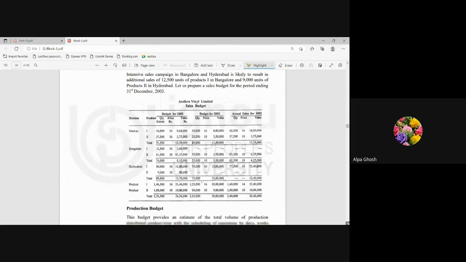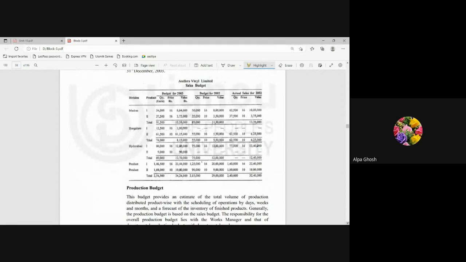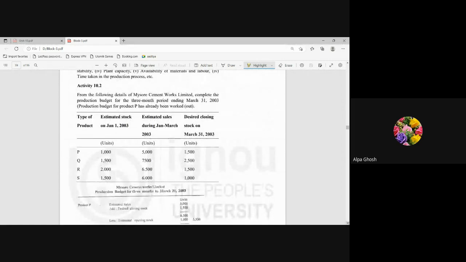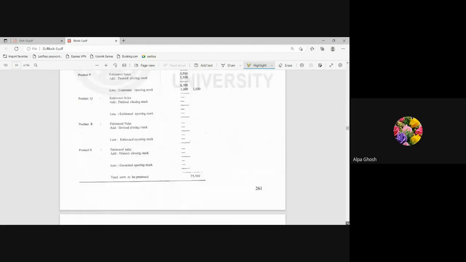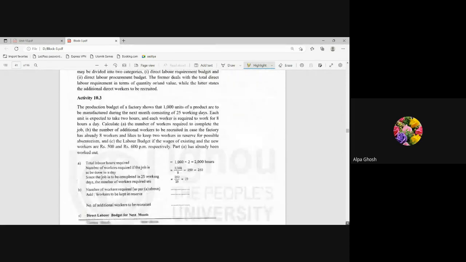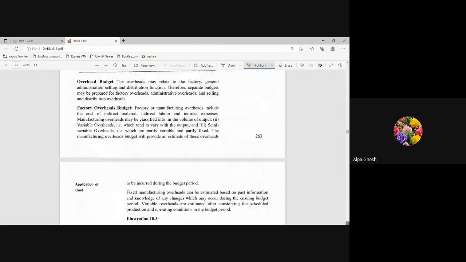So this is the format of the budget. Every year, every month wise, you have to prepare. You go through the format and practice it. I think this budget is a common thing. You have gone through it before also.